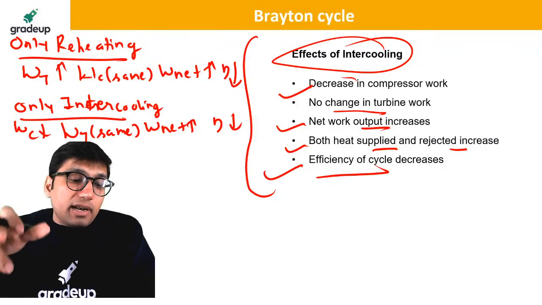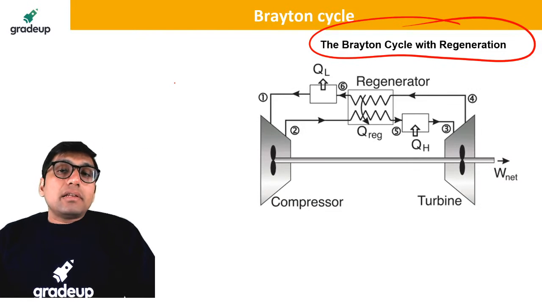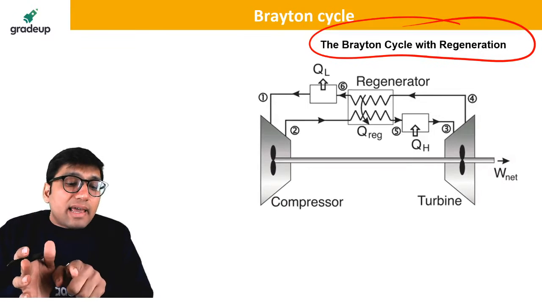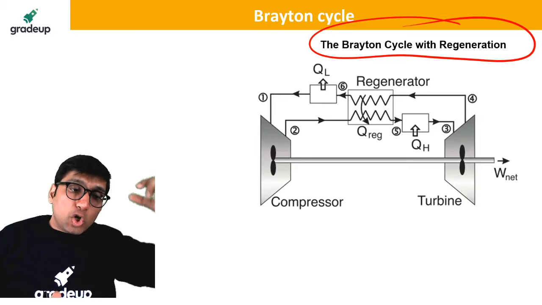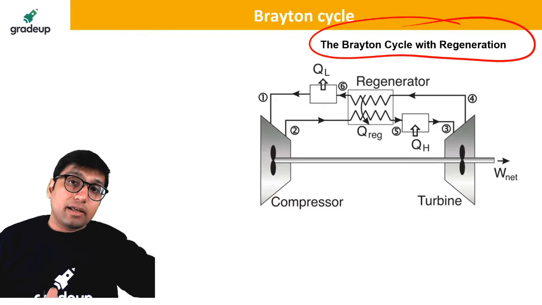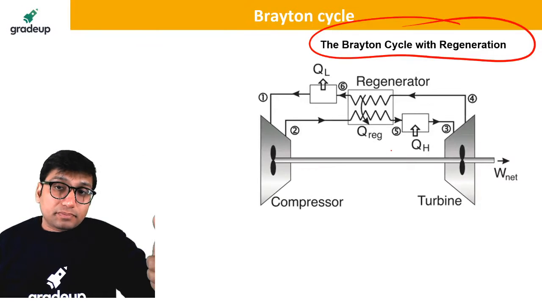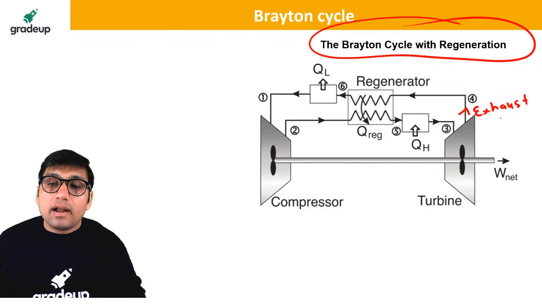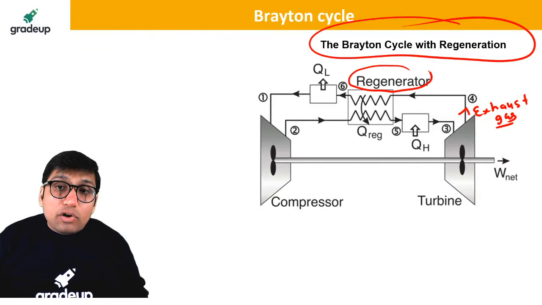That is why regeneration is needed. So what is regeneration in a Brayton cycle? It is very similar to the Rankine cycle. The only difference is that in the Rankine cycle, for regeneration, we took some steam during expansion in the turbine and gave it to a feed water heater. In the Brayton cycle, the gas used for regeneration is the exhaust gas after expansion in the turbine, which is given to the regenerator.